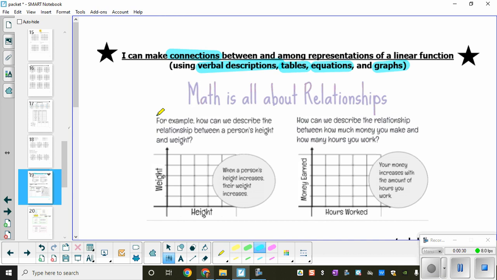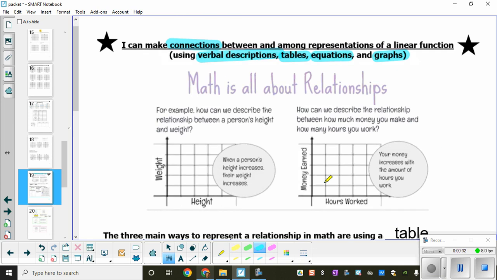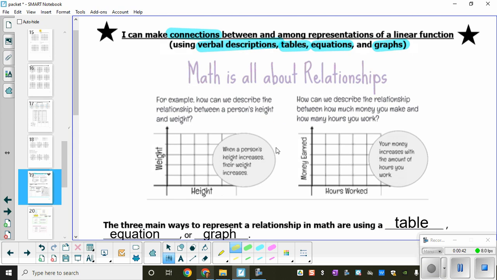Okay? Now, of course, we know that math is all about relationships, and we've been working a lot to identify independent and dependent factors and see the relationship between those factors, and we've been graphing things on the coordinate plane. A couple of examples of relationships that we've already been working with so far: the relationship between a person's height and weight. As you're growing up and getting taller and taller, your weight also tends to increase. When a person's height increases, their weight also increases. The taller you are, the more you're going to weigh.